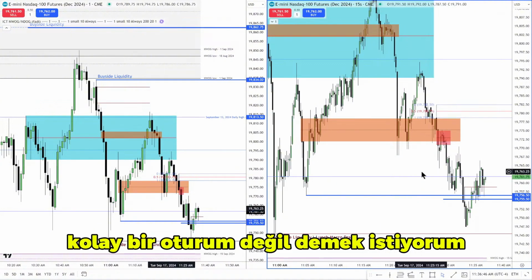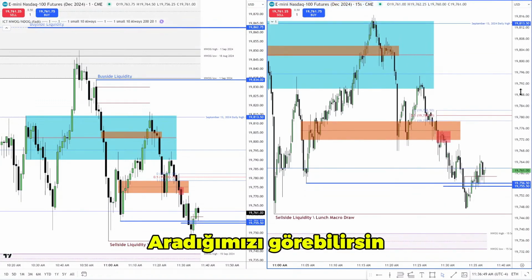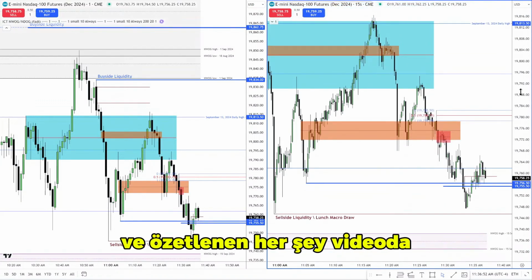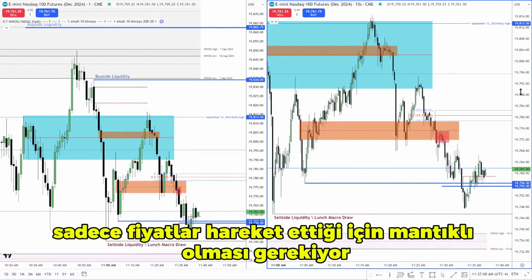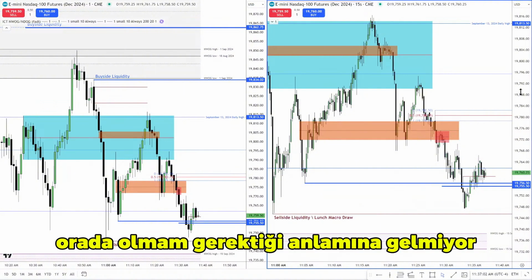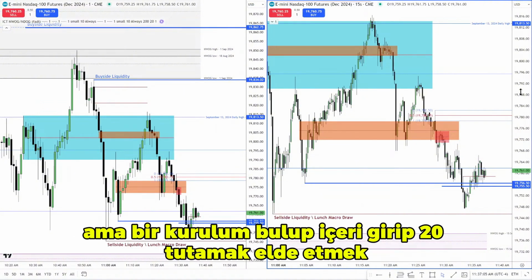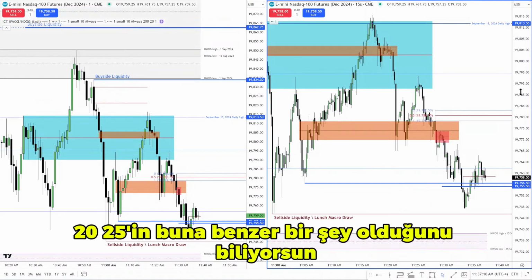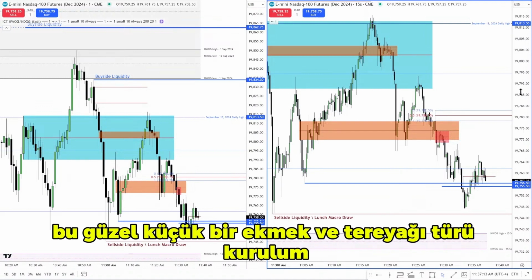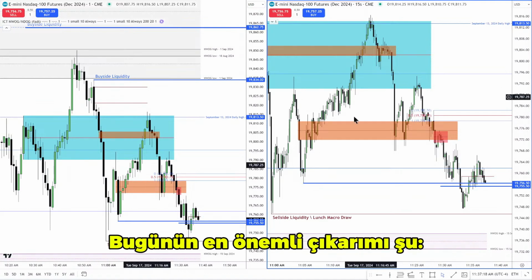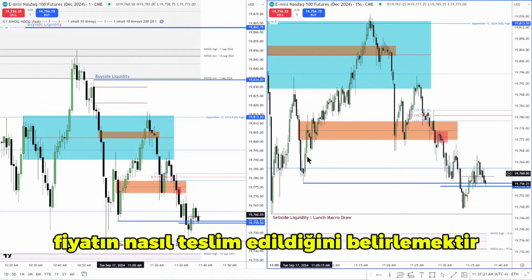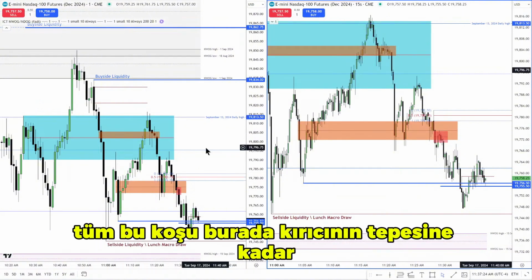Not an easy session. I mean, it's not impossible. Obviously, you can see what we were looking for, and everything outlined is in the video. You'll be able to listen to it and see it. But framing it where it makes sense, it has to make sense. Just because price is moving around doesn't mean I have to be in there, doesn't mean you have to be in there. But finding a setup, getting in, and getting 20, 25 handles, something like that, that's a nice little bread and butter type setup. There's opportunities where you can go back through price action. The main takeaway today is identifying how price was delivering all this run up to the top of the breaker here.